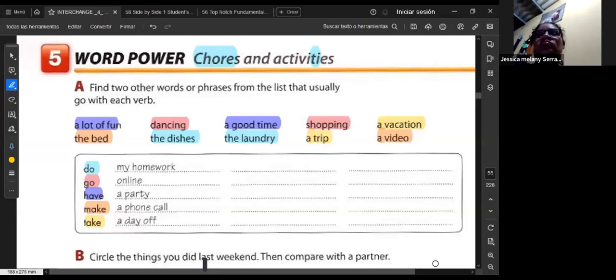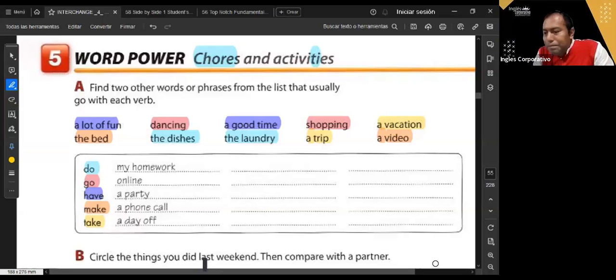También, por ejemplo, para comida se utiliza make. Make breakfast. Make dinner. ¿Cuál es lo tangible? La cena. El desayuno. Make a cup of coffee. Hacer una taza de café. Make my bed. Hacer mi cama. ¿Cuál es lo tangible? La cama ordenada.